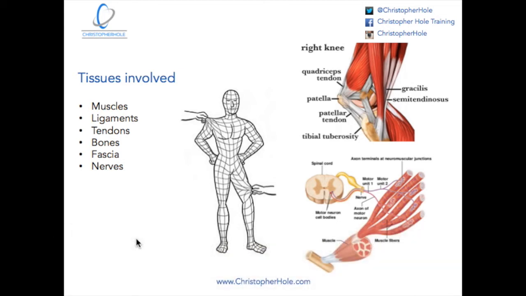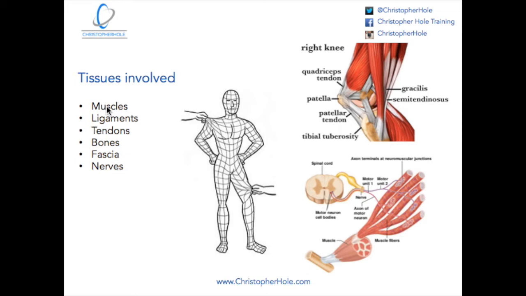In the last video we talked about the three different types of injury. In this video we're going to talk about different tissues that are involved in injury and then how we can go about treating and rehabilitating those tissues. Now I've bullet pointed 6 different tissues. The first one being muscles, then ligaments, tendons, bones, fascia, and nerves.